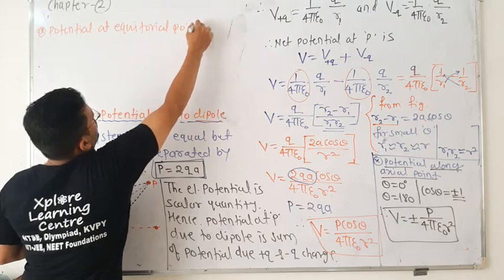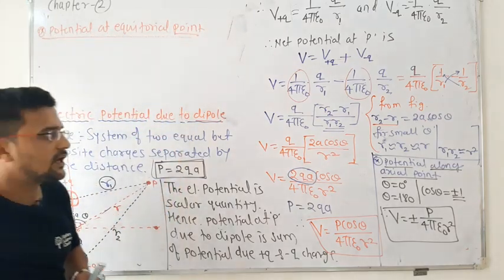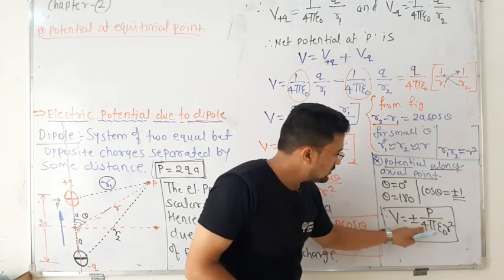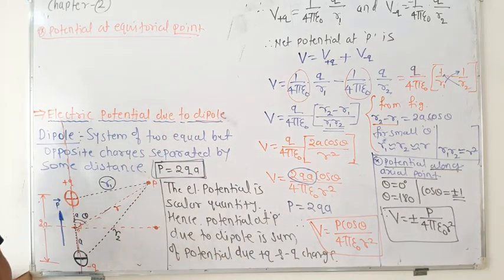Equatorial point. Okay, so for one mark sometimes they also ask: what is the potential at the axial point? That is nothing but V is equal to plus or minus P divided by 4 pi epsilon naught r square. And what is the potential at the equatorial point?